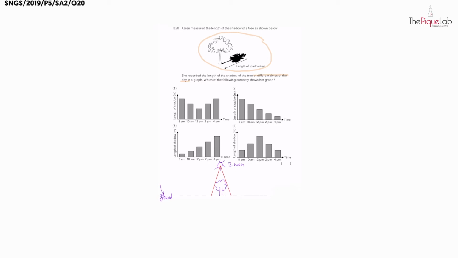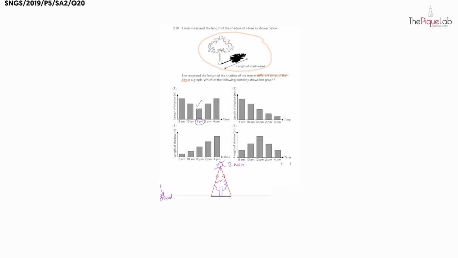Don't forget to indicate the direction using the arrows. And where is the shadow of the tree at 12 noon? This black line shows the length of the shadow. So usually the length of shadow of objects at 12 noon is the shortest. So that gives us the answer as option number 1.